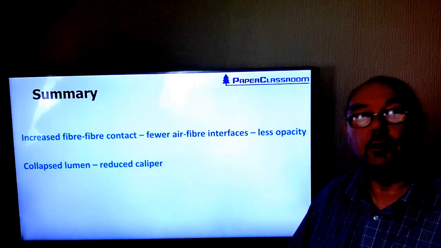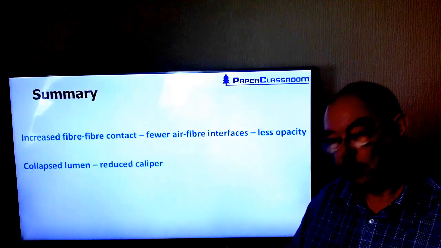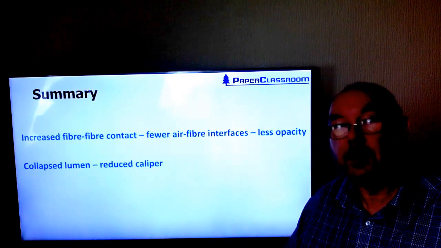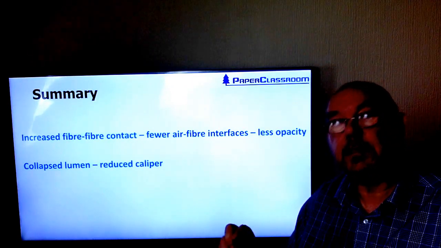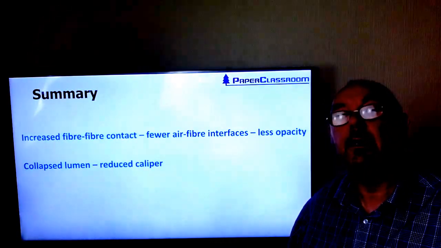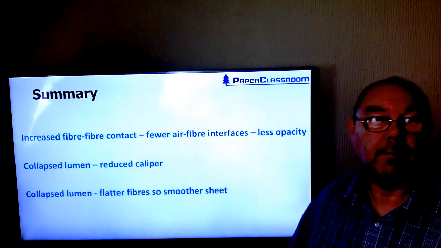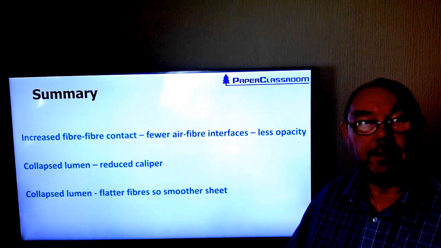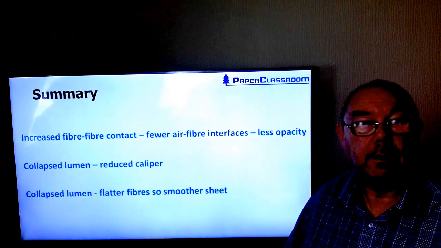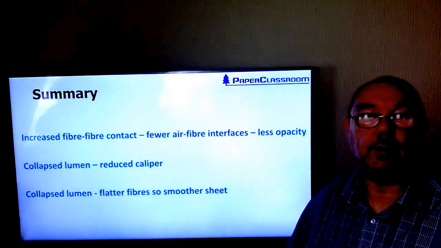The collapsed lumen will reduce the caliper of the sheet, so you will have a much thinner sheet. Just in passing, if the sheet is thinner but the weight is the same, therefore we are increasing the density of the sheet. And finally, the collapsed lumen will flatten the fibres, and therefore you'll have a much smoother sheet as well as a reduced caliper sheet.